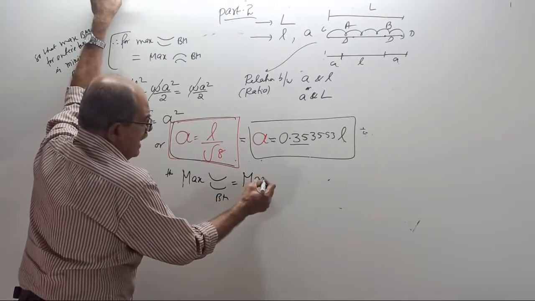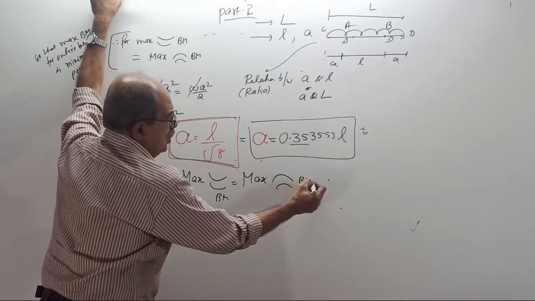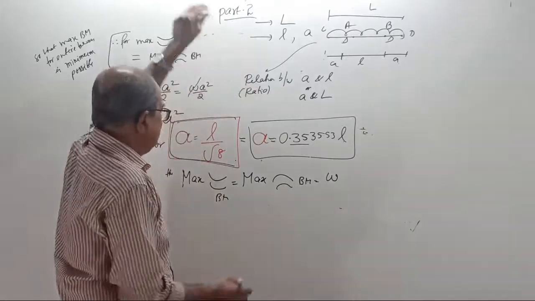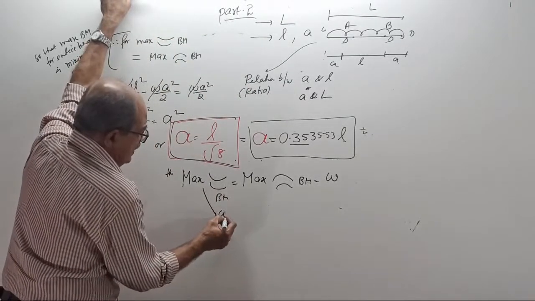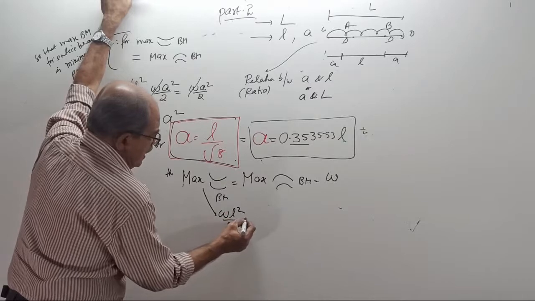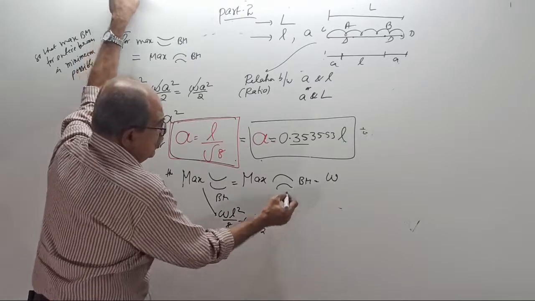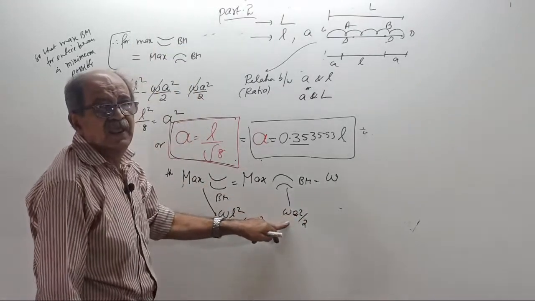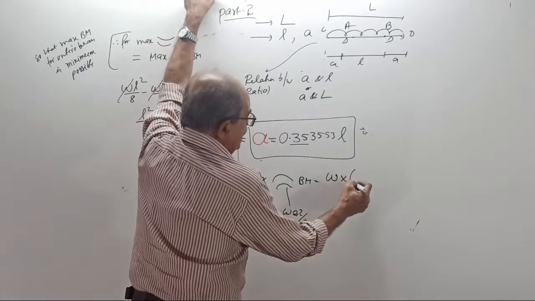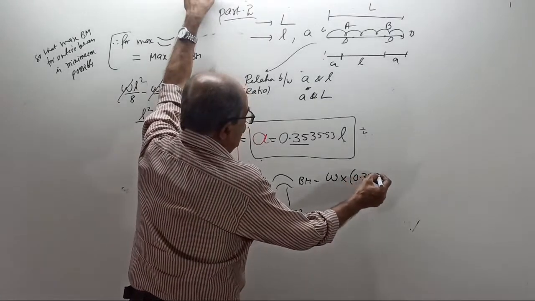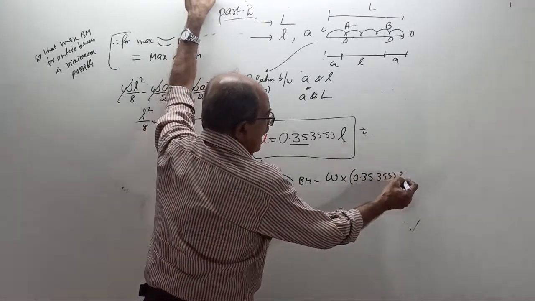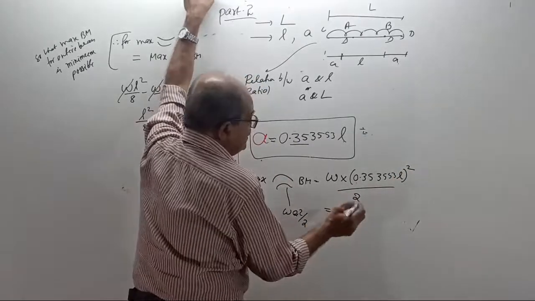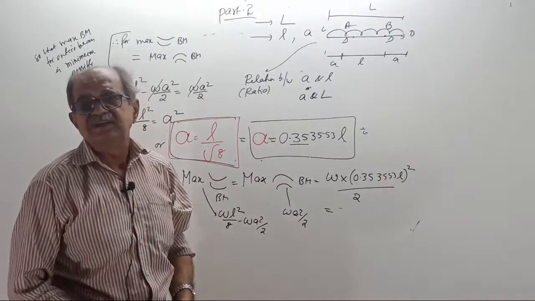equal to maximum hogging BM. Your formula is either WS, that is maximum sagging BM is WL square by 8 minus WA square by 2, or directly WA square by 2. Both are equal. Use this one only. If you use this one, W into 0.3535 L whole square by 2.